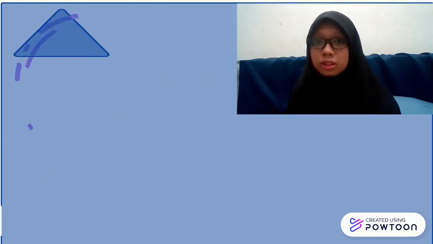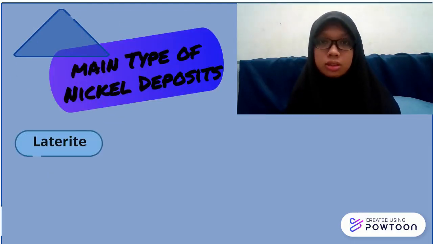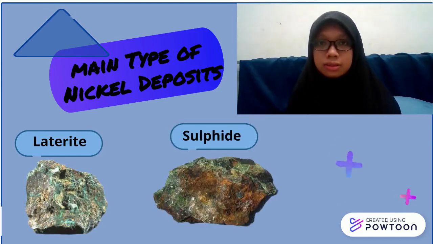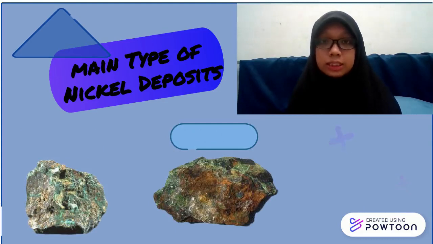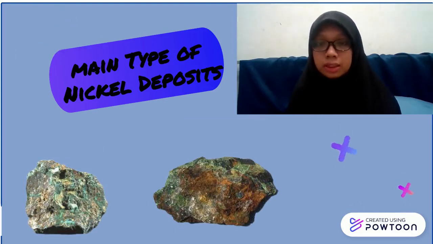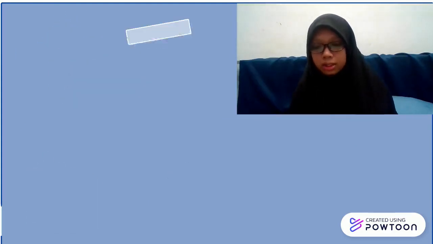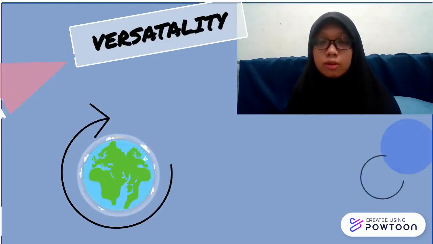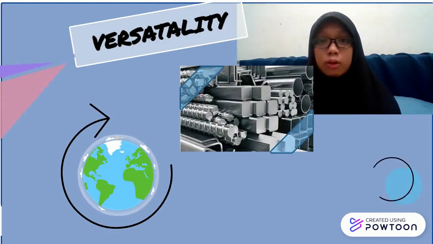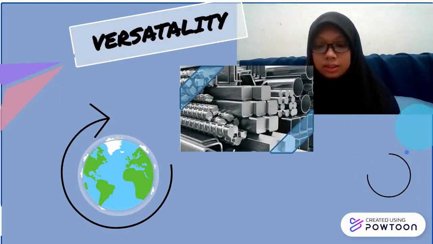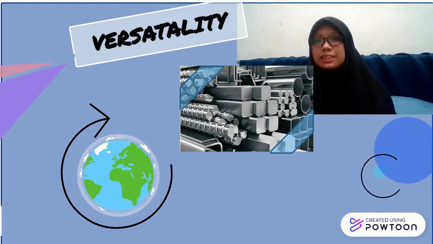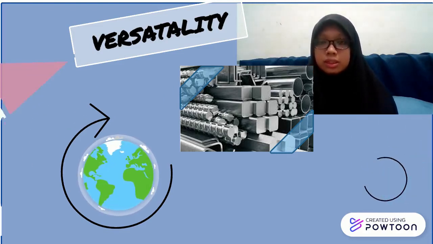There are two types of nickel deposit. First is laterite and second is sulfide, with each nickel deposit requiring a different extraction method. Next is versatility. More than 2/3 of the global nickel is used for the production of stainless steel. The addition of nickel enables stainless steel to become a versatile alloy.